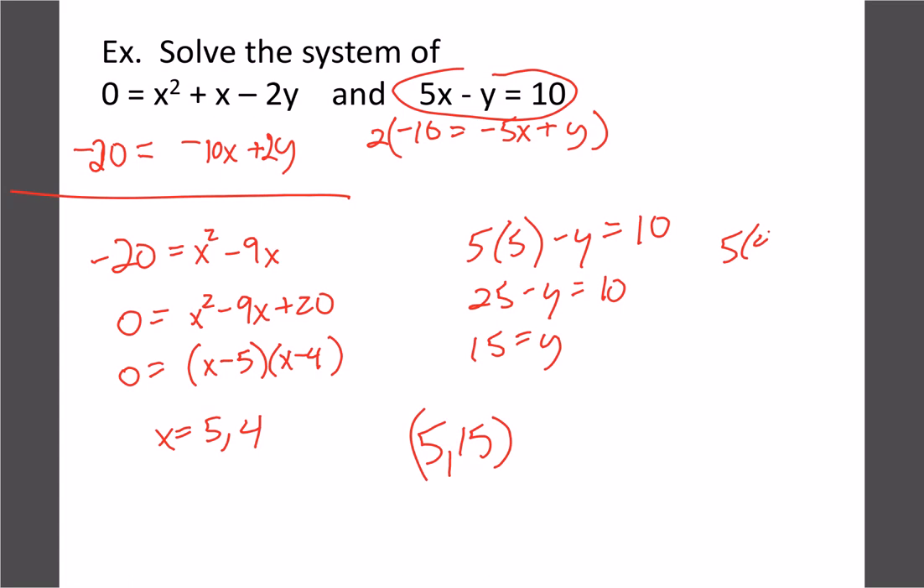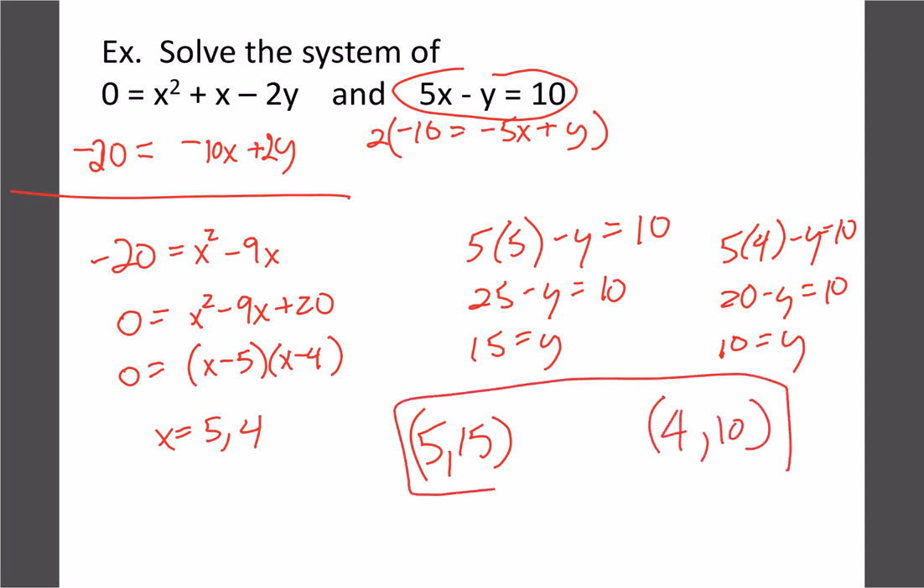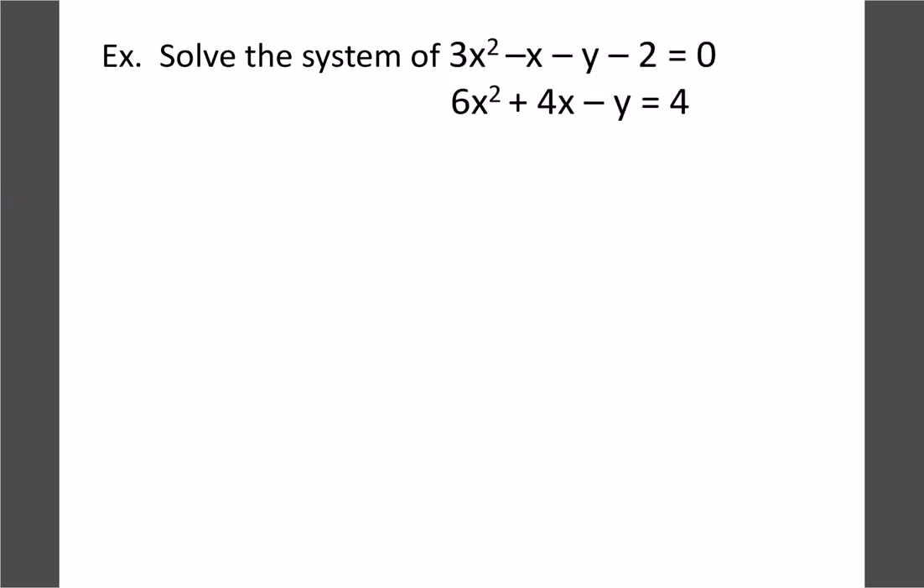And do the same thing with the 4. So 5 times 4 minus y equals 10. So we have 20 minus y equals 10. Bring the y over, the 10 over the other way. And 4, 10 would be our second solution. These questions that we're doing now are the exact same we did with substitution, and we are getting the exact same answer. So it really doesn't matter what method you pick. It'll work just as well for both.